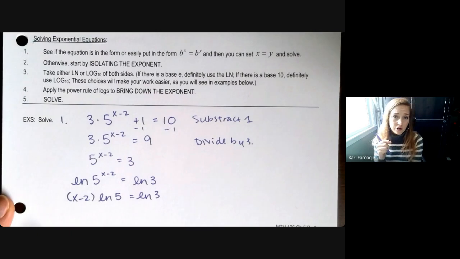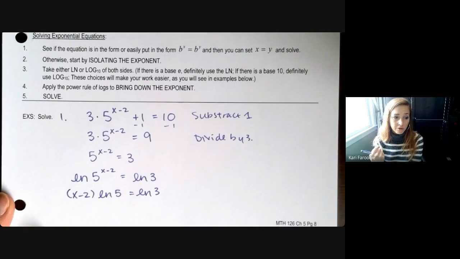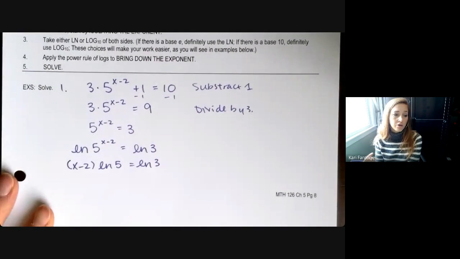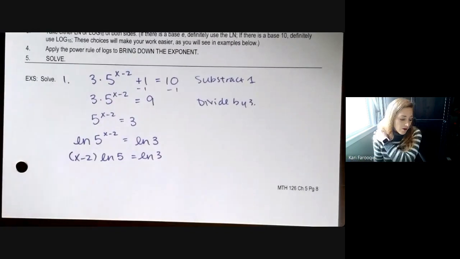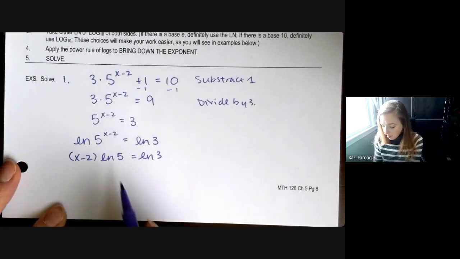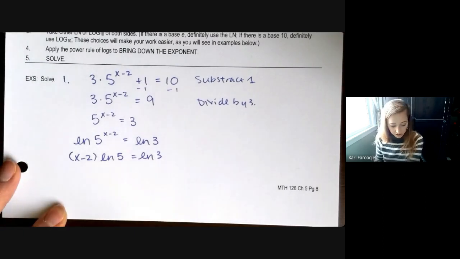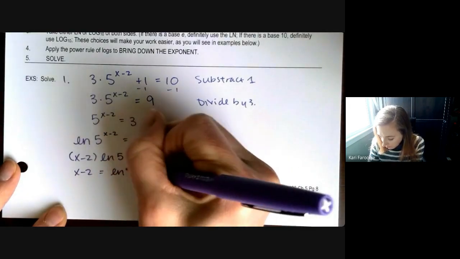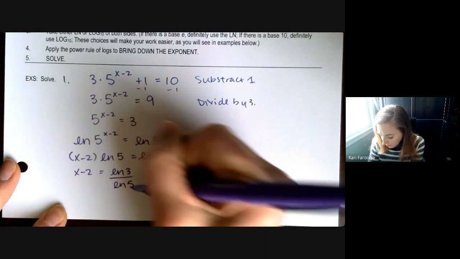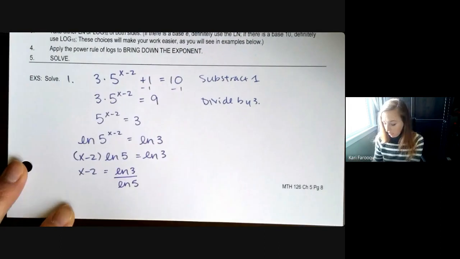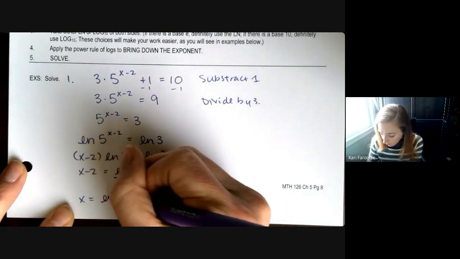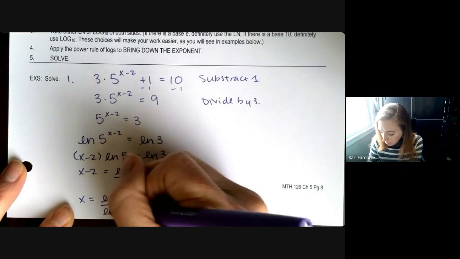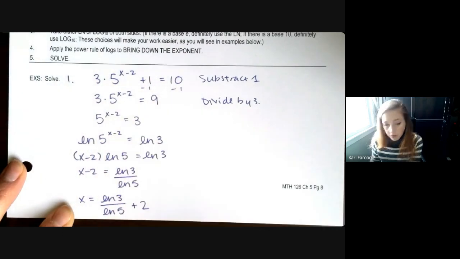I can't have a variable in the exponent and solve for the variable. I need to pull it out using a logarithm. All right, now that we have it out of the exponent, we can solve for x. The way that you're going to do that is by dividing both sides by the natural log of 5, and then adding 2 to both sides. So we have ln 3 over ln 5 plus 2.